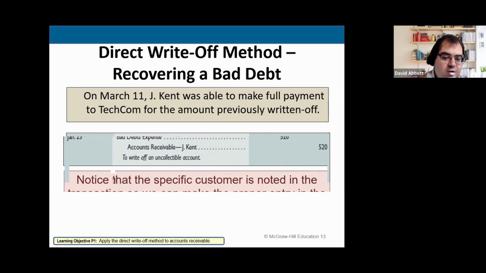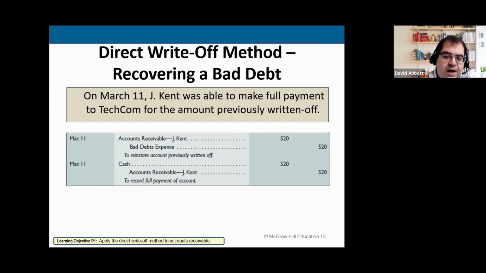So you would go ahead and debit the accounts receivable J. Kent, again in this case $520. You would credit bad debts expense $520, because again that removes it from the expense for the bad debt, adds it back to the account, so it reactivates J. Kent, and then the accounts receivable. Then you would debit cash $520 because you're receiving cash in the amount of $520, and then you can credit the accounts receivable of J. Kent for $520, and so that clears J. Kent's account, records the cash that is received.